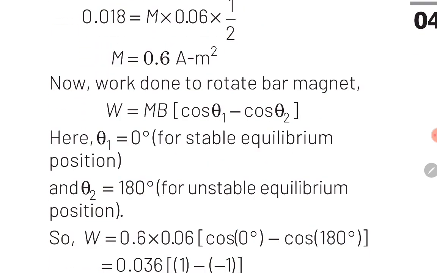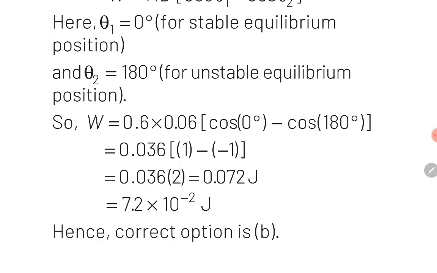Now guys, in this case, when we have stable equilibrium, the angle between magnetic moment m and magnetic field B will be 0 degrees. And in the case of unstable equilibrium, this angle will be 180 degrees. So substituting these values, we'll obtain the value of work done as 7.2 into 10 raised to minus 2 joules, which is our final answer. So guys, with this, we have completed this first question. Now let's move ahead to the next slide.